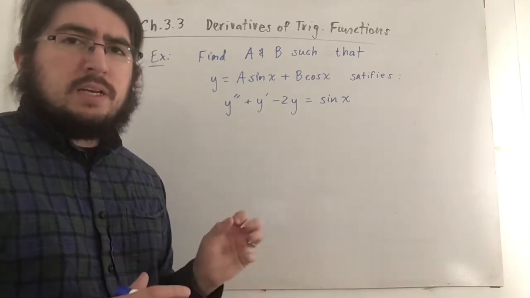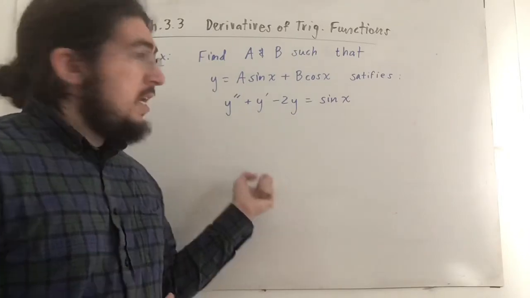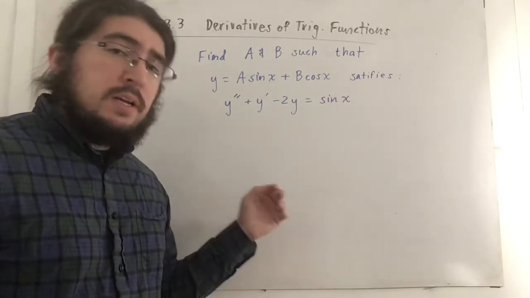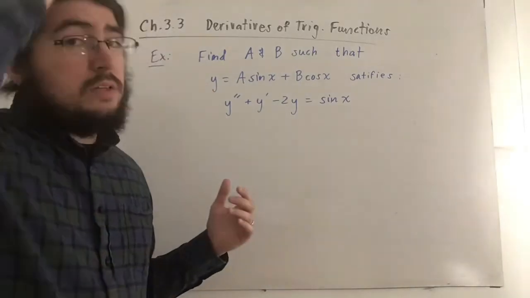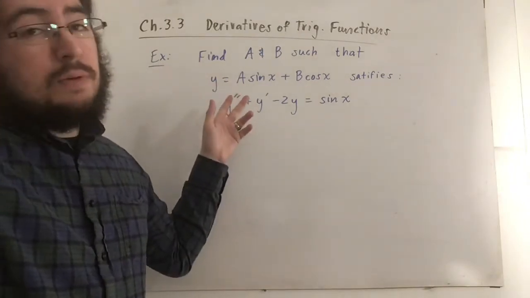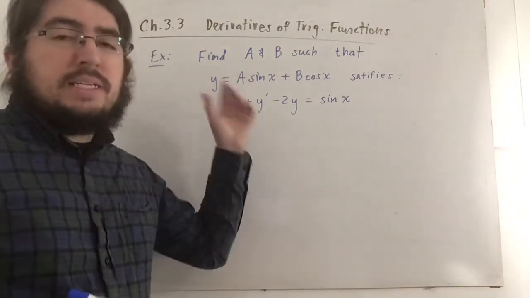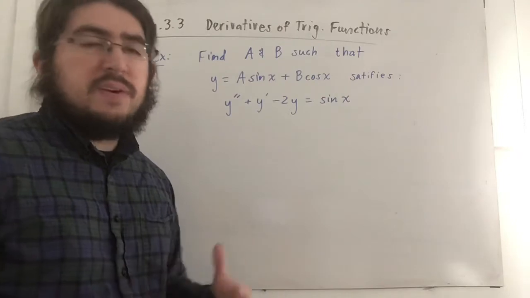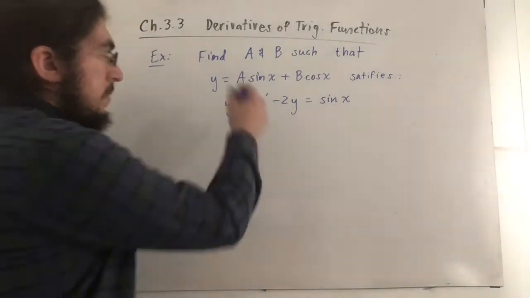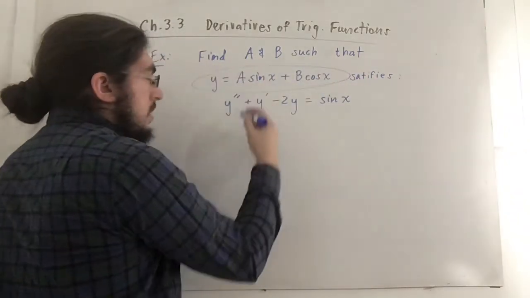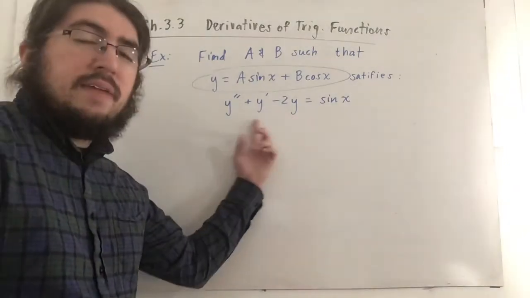A differential equation is just an equation involving derivatives of a function, and the goal is to find the function. In this case, they gave us the solution, so it would be a sine plus b cosine, but they didn't tell us what a and b were. It's up to us to figure that out. So the way I'm going to do this, I'm going to look at the solution to the differential equation and plug it into the left-hand side here.